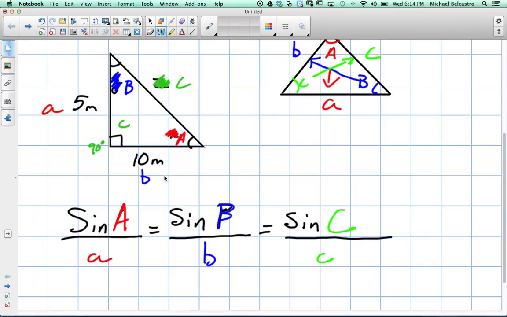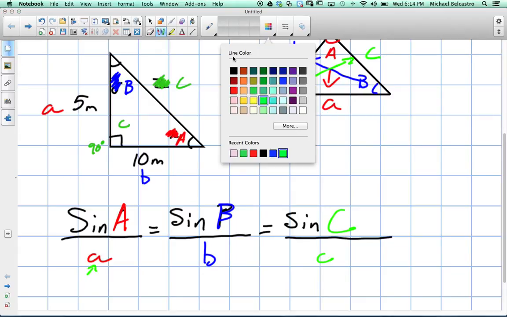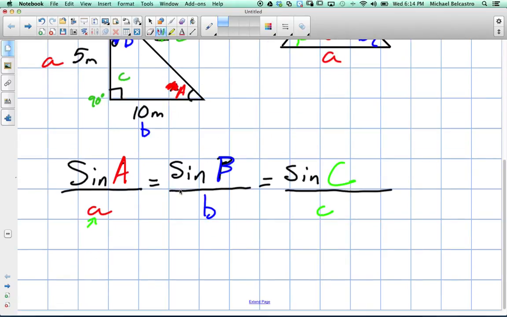In this case, what actually happens is that we can't quite use our sine law yet, and I'll explain why. Let's plug everything in. What piece of information do we have about A? We have 5, and that's the side, so I'm going to plug 5 in for little a. Do we know what angle A is? No, we don't. So sine A over 5 is equal to sine B.